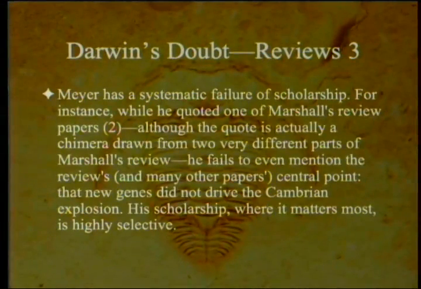Now the final complaint. Meyer has a systematic failure of scholarship. For instance, while he quoted one of Marshall's review papers, the quote is actually a chimera drawn from two very different parts of Marshall's review, and he fails to even mention the review's and many other papers' central point that new genes did not drive the Cambrian explosion. His scholarship, where it matters most, is highly selective. This is accusatory of a very nasty thing, but it's done in such a way that you can't really come back at it.